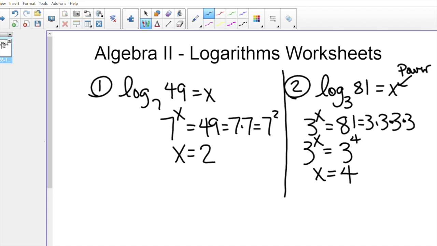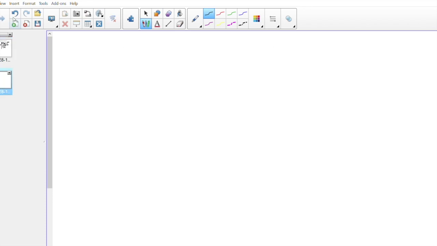Now I'm going to leave number 3 for you to continue to try to attempt, or if you have it already, you'll know that number 3 has an answer of 6. Let's go to the next row. Number 4.